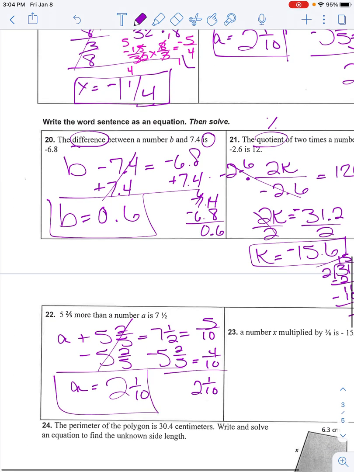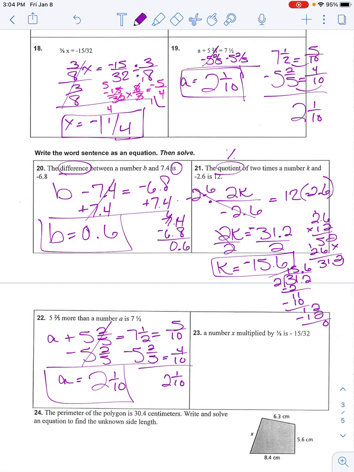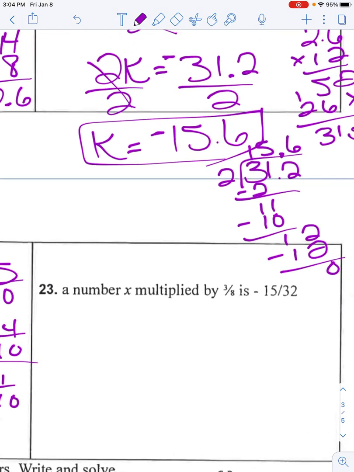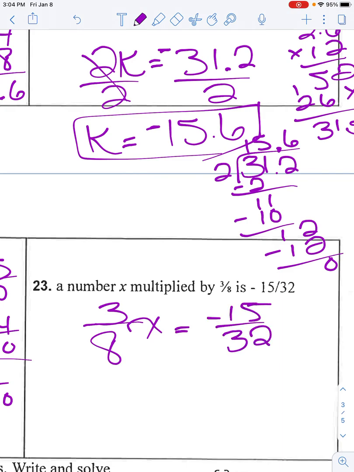So we have 2 1/10 once we subtract. Okay. And 23, write the word sentence as an equation, then solve. Number x multiplied by 3/8. So 3/8 x is a negative 15/30 seconds. I feel like we've already done this one.